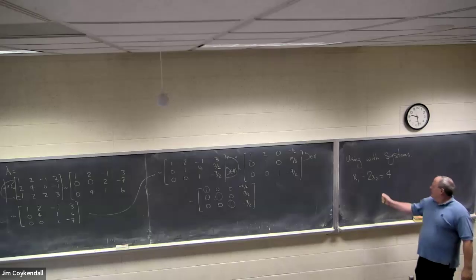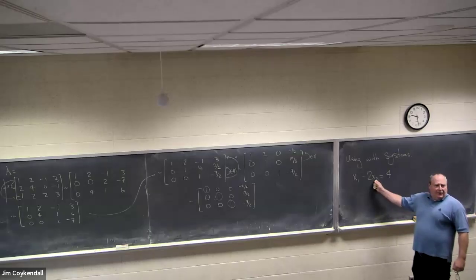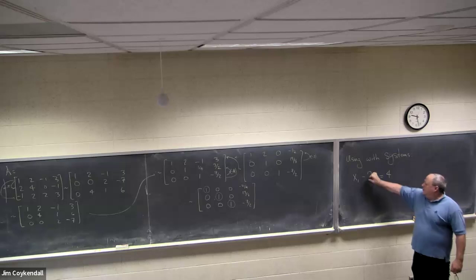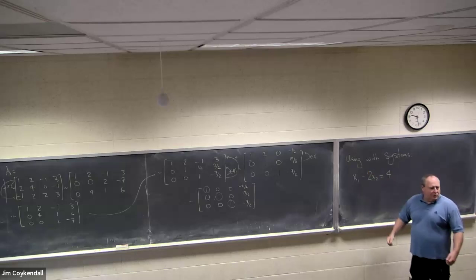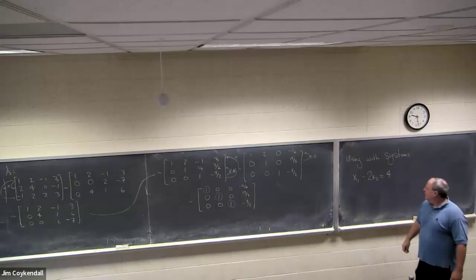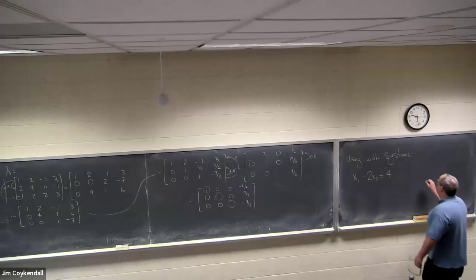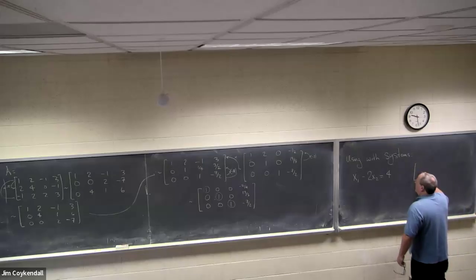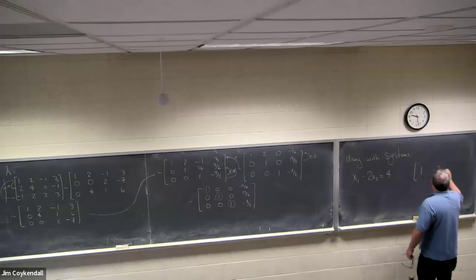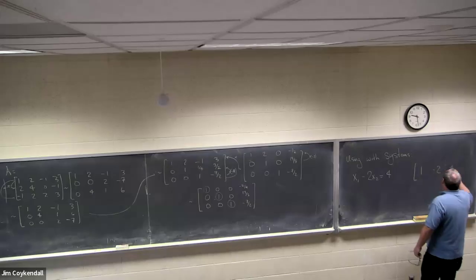And remember, I could plug in anything for x2, and that's going to tell me what x1 is. If I plug in 0 here, then x1 is 4. If I plug in 1 here, then x1 is 6. Agree with that? If I wrote this as a matrix, well, I feel a little silly, but I'm going to do it anyway. My augmented matrix might be 1, -2, 4.